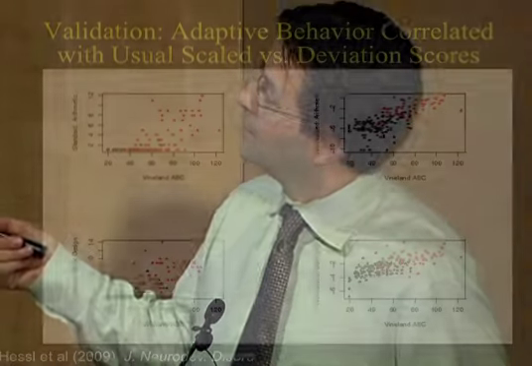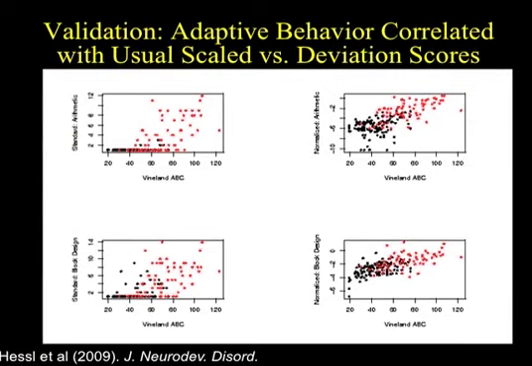And when we correlated this new measure with another measure of functioning called the Vineland, which is a measure of adaptive behavior like daily living skills, socialization, things like that, what we found is that when we did that correlation with the usual standardized score that had all these floor effects, we found very weak correlations, with all these subjects piling up on the bottom.